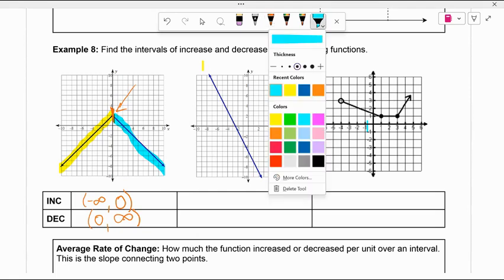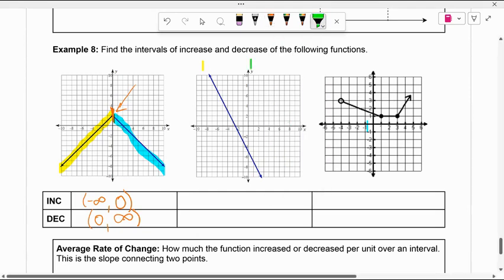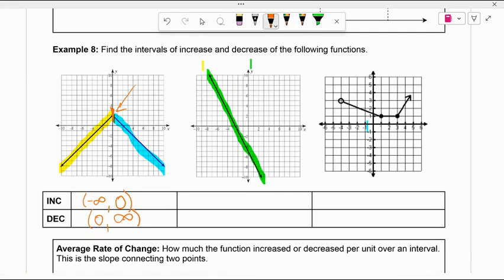Now the next one's kind of a trick. Not a trick per se, but as we go left to right, we're decreasing, we're decreasing, we're decreasing. That's it. We're off the coordinate plane now. That's all we got. So increasing, there isn't any. Decreasing, it's the whole thing. It's all the way to the left to all the way to the right. So it's all real numbers, or what we use, negative infinity to infinity.